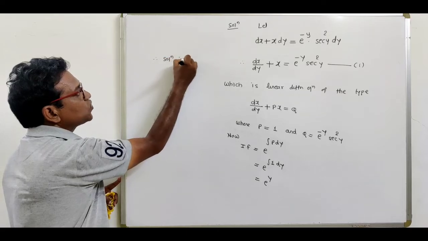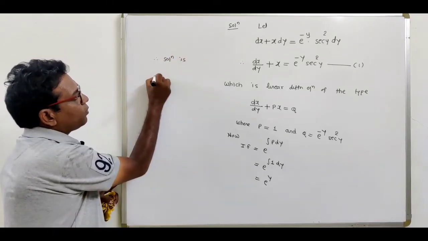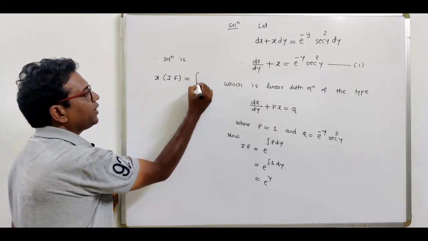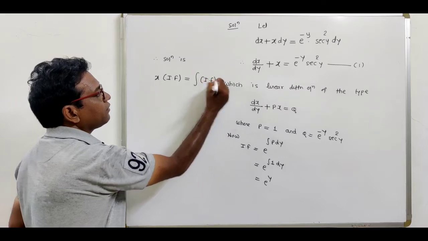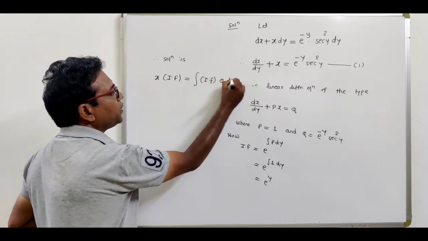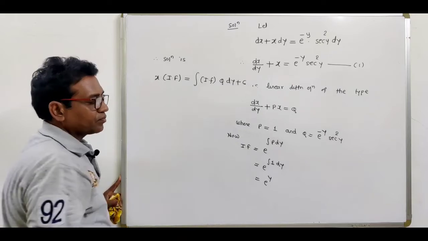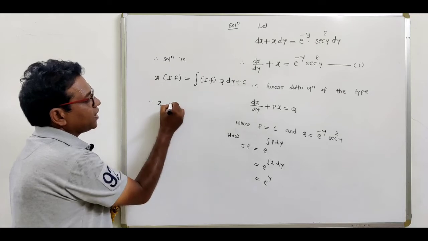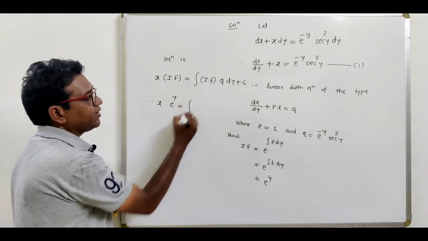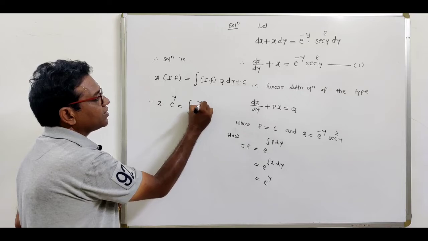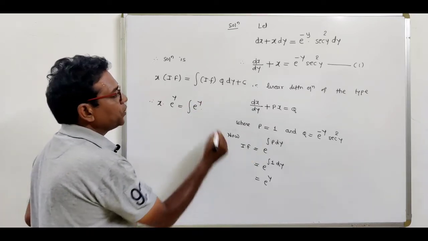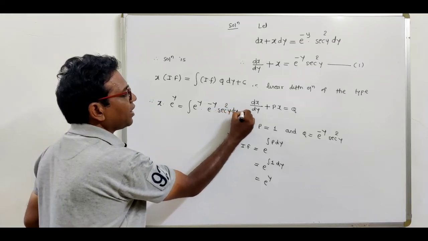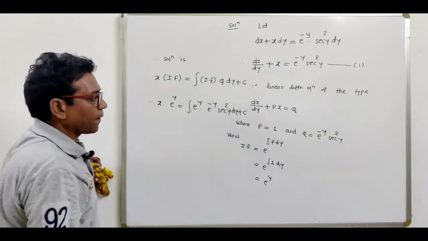So, write down, therefore solution is, so what is the formula? X into integrating factor is equal to integral of integrating factor into q dy plus c. So, just put the value. This is x. What is the integrating factor? Which is e raised to y. Integral, integrating factor, this is e raised to y. And what is the value of q? Q, this is e raised to minus y into sec square y dy plus constant of integration.